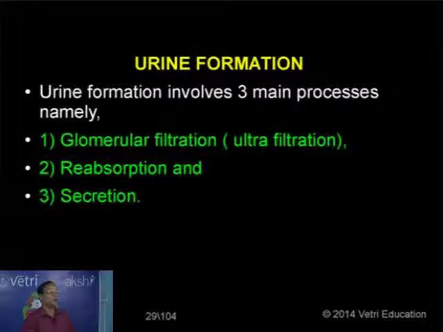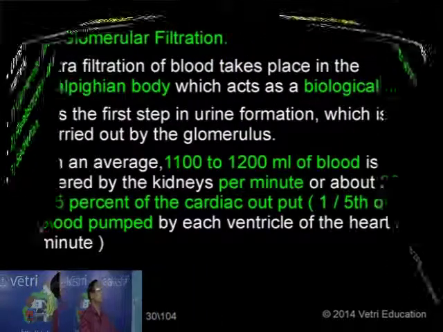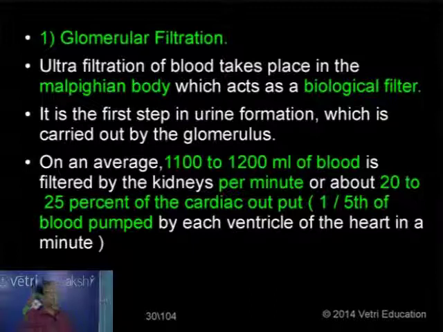So you have three different stages during the formation of urine. One, glomerular filtration at the Malpighian body level; another, reabsorption at the tubular level; and secretion selectively at different positions of the nephron or the tubule. Now the first stage, glomerular filtration.